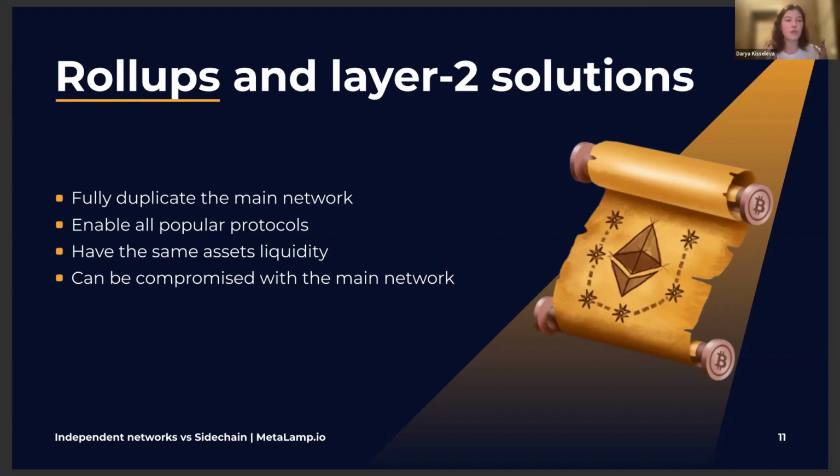While we were talking about the risks of compromising the network, it's also important to note that while a sidechain is an independent blockchain, rollups are much more closely linked to the main network, and it means they are more at risk of being compromised together with the main network too.